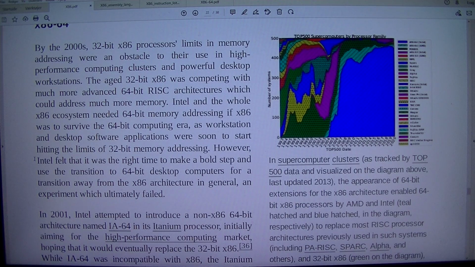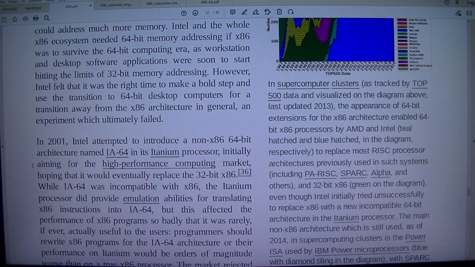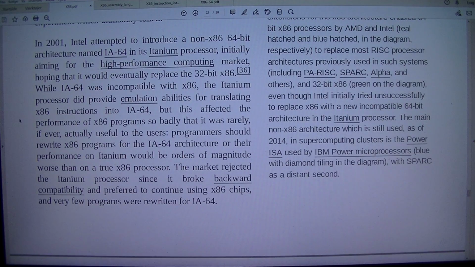However, Intel felt that it was the right time to make a bold step and use the transition to 64-bit desktop computers for a transition away from the x86 architecture in general, an experiment which ultimately failed. In 2001, Intel attempted to introduce a non-x86 64-bit architecture named IA-64 in its Itanium processor, initially aiming for the high-performance computing market, hoping that it would eventually replace the 32-bit x86.